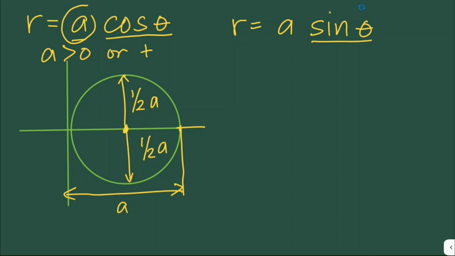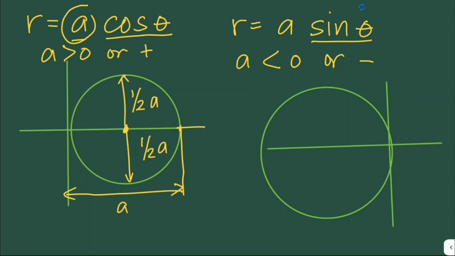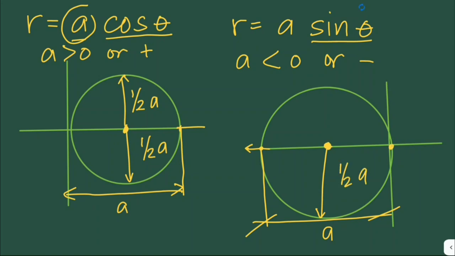How about if the value of A is negative, say A is less than zero? Then the circle faces towards the left. Again, the distance from the origin to this point is equivalent to the diameter of the circle, which is A. And from the center of the circle to any point of the circle is one half of A, which is also the radius of the circle.